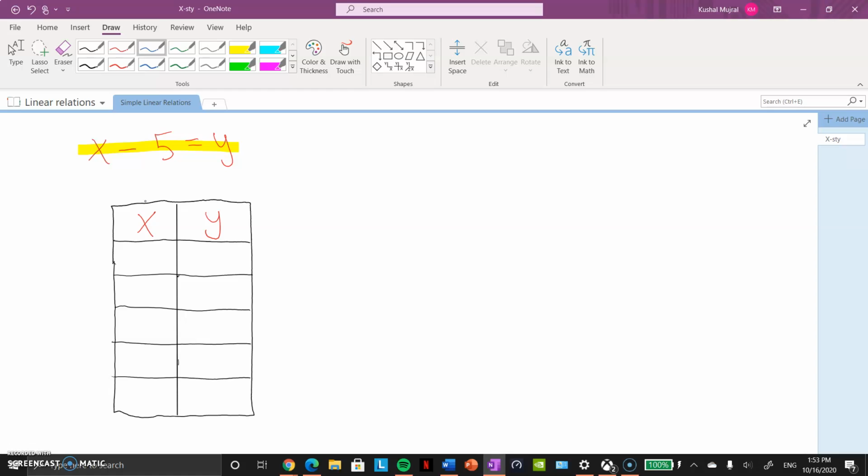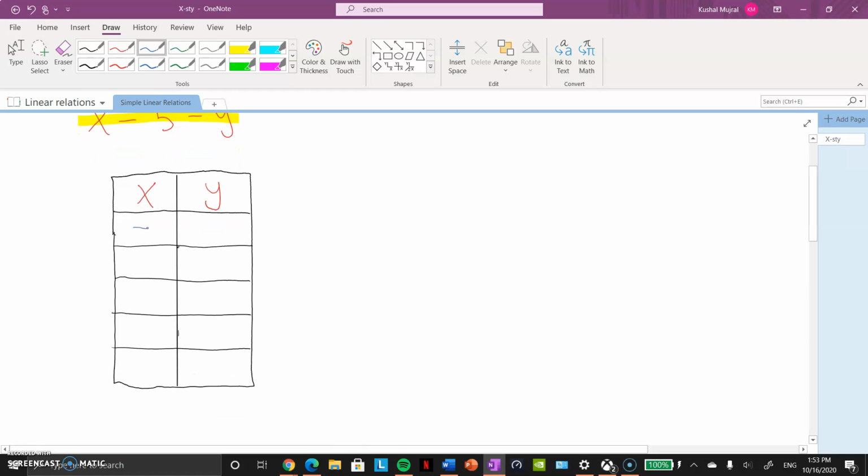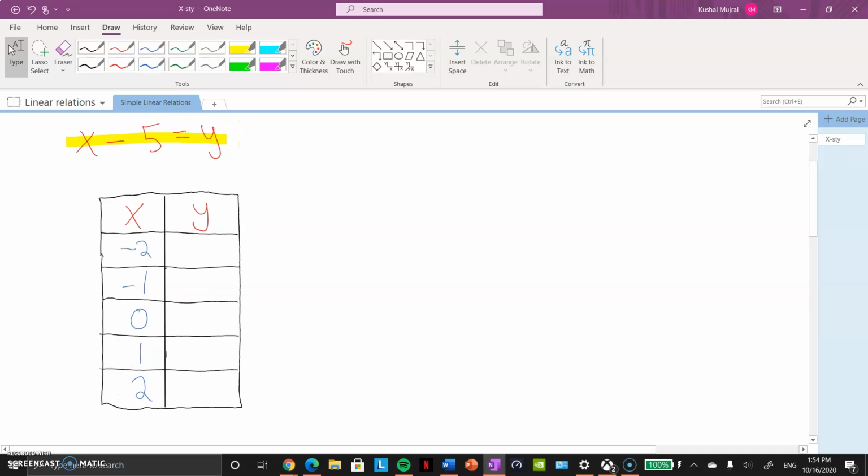So, first, let's write two numbers that are less than 0, 0, and two numbers that are larger than 0. Okay, so this is how you set up a table of values. Usually, like 9 times out of 10, we're going to write -2, -1, 0, 1, and 2. Okay, so we want to find the corresponding y values for each of these.